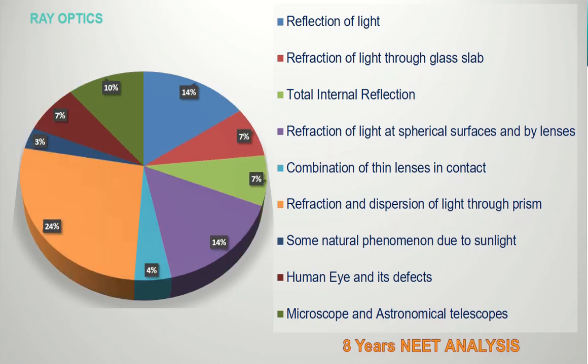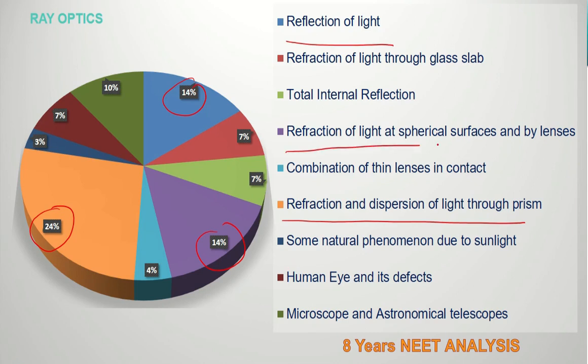But if you have a look at the last 8 years, again the majority of questions were coming from refraction and dispersion of light through the prism. Around 24% of questions were coming from that, and 14% of questions were coming from these two topics called reflection of light and refraction of light at spherical surfaces and by lenses. Also, from microscope and astronomical telescope around 10% of questions were coming. So, this was the scenario for the past 8 years.